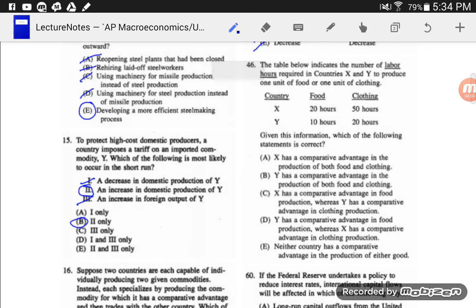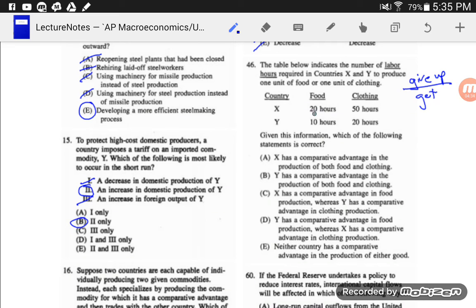This one is a little bit tricky. You will likely see a couple of these problems on your macroecon exam as well. But notice that this is labor hours. The table indicates the number of labor hours required to produce food or clothing in each of the countries. I like to think of opportunity cost, which is what we're going to have to calculate, as what you give up over what you get.